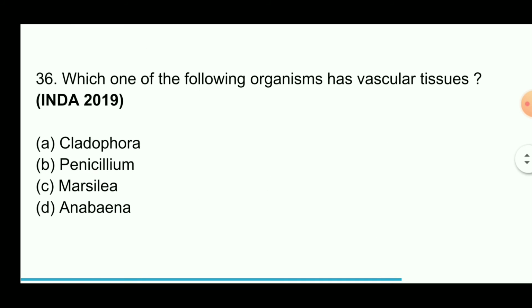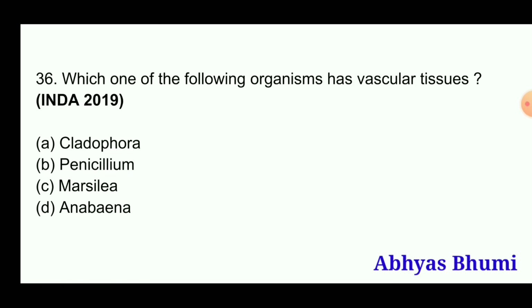Next question on your screen guys, which one of the following organisms have vascular tissues? Option A, Cladophora. Option B, Penicillium. Option C, Marsilea. Option D, Anabaena. Yes guys, tell me the answer if you know. Yes, the right answer is option C, Marsilea.